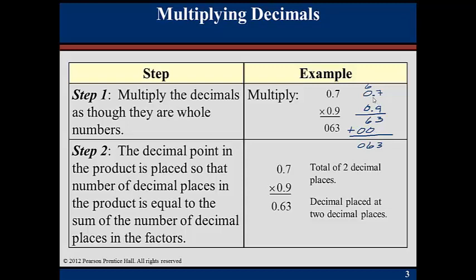Now, there is one decimal place in the first factor, one decimal place in the second factor. So 1 plus 1 is 2. So on my answer, I have to have 2 decimal places. So the answer would be 0.63.